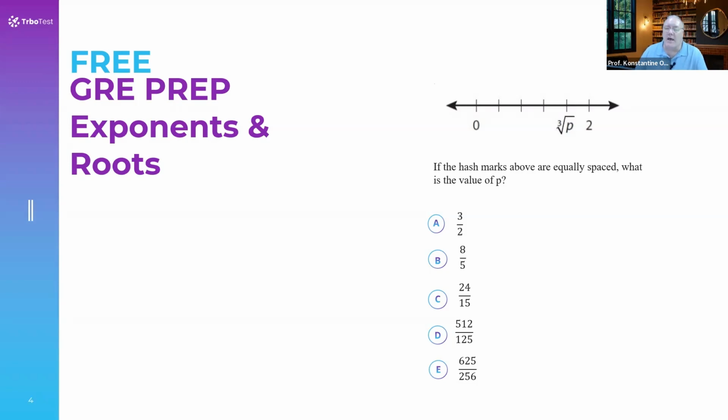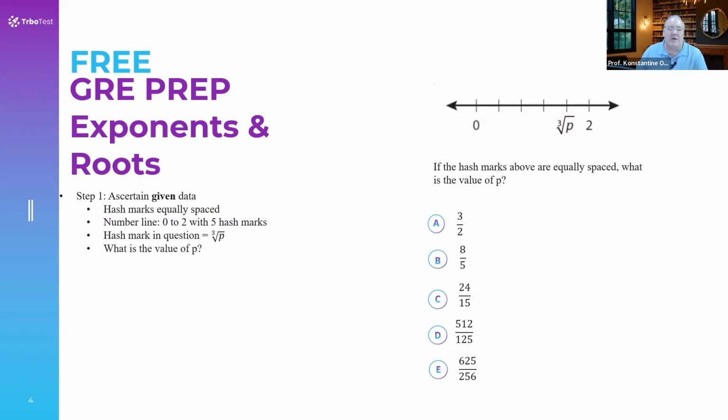Well, you can look at it and immediately realize, well, it doesn't fit integers. We can't do that. So we have to do something with it. So let's take the data we have. The data we have is their hash marks are equally spaced. No problem. We know the number line starts at 0, ends at 2. It has 5 hash marks between. All right. Then it asks about the hash mark in question, of course. We have that. So they want to know the value of p.